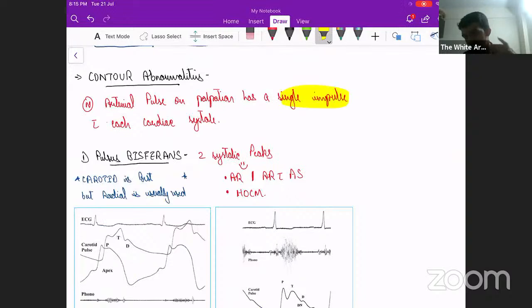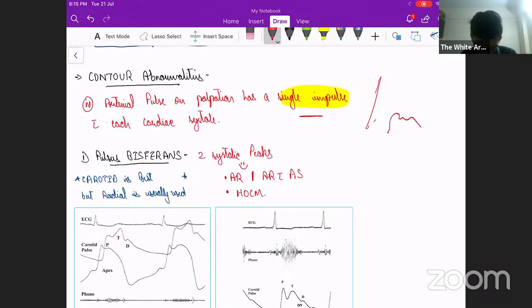For volume, you look for expansion. So you will see bounding pulse, all those things. If you are going to check for contour, you will look for the impulse, the number of impulses that come. So normally, one is you look at how the upstroke is. Second, you look for the impulse. Normally you will just feel a single impulse. If you put a gauge, then you will get the normal percussion, tidal, dicrotic wave, all those things. But if you want to palpate, you will get a single pulse. So that is how you look for the contour.